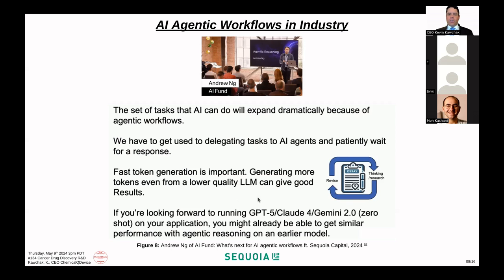He says if you're looking forward to using GPT-5, Claude 4, Gemini 2.0, which are not out yet, in your application, you might already be able to get similar performance with agentic reasoning on an earlier model. So that would be like a GPT-3.5 or 4, and a Gemini 1.5. I'm not sure about the Claude.